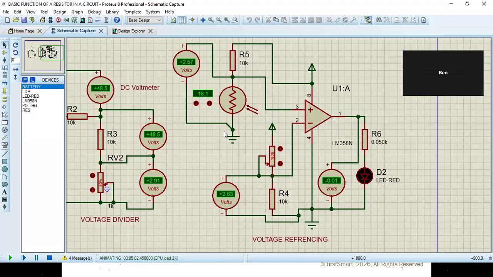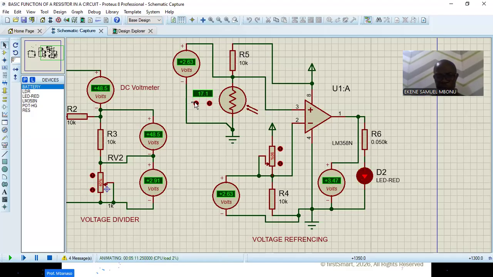Yes. Okay. So basically, that is where an operational amplifier works when it is connected as a comparator. But we're not dealing with operational amplifiers today. We have said that a resistor can function in how many ways?